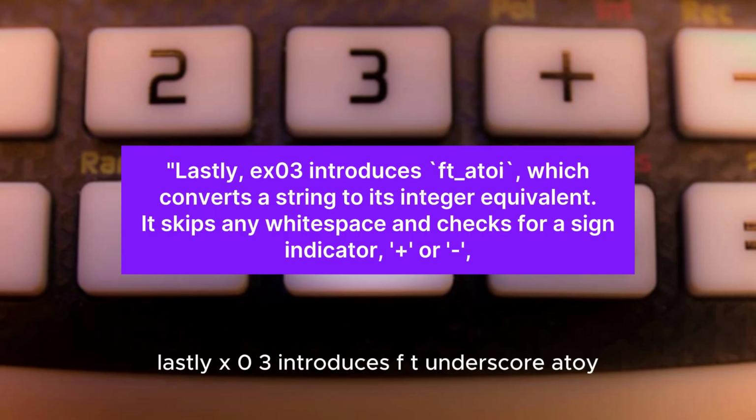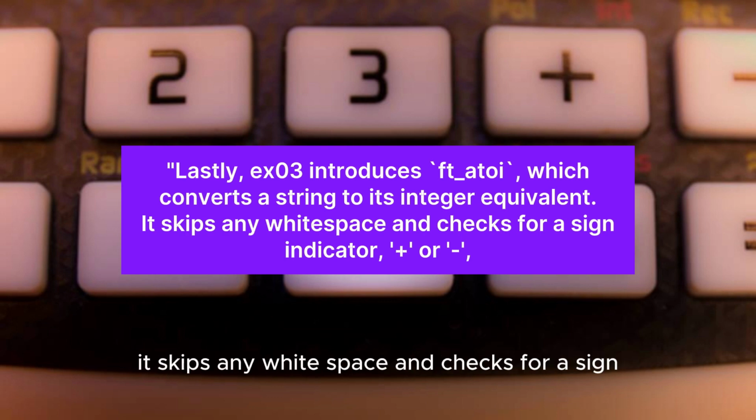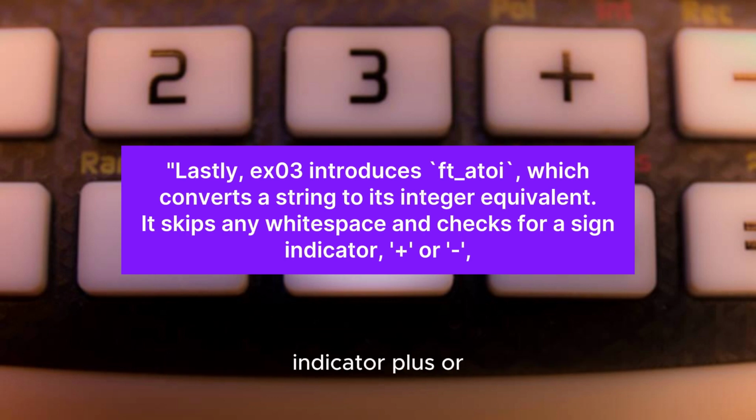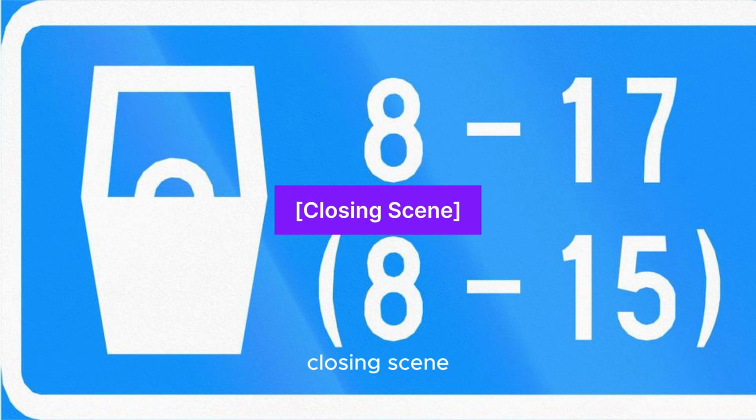ft_atoi.c. Lastly, XO3 introduces ft_atoi, which converts a string to its integer equivalent. It skips any whitespace and checks for a sign indicator, plus or minus. Then it accumulates digits into an integer until a non-digit character is encountered. This function is critical for parsing numerical inputs from strings, enabling the program to work with user input or data stored in textual form.